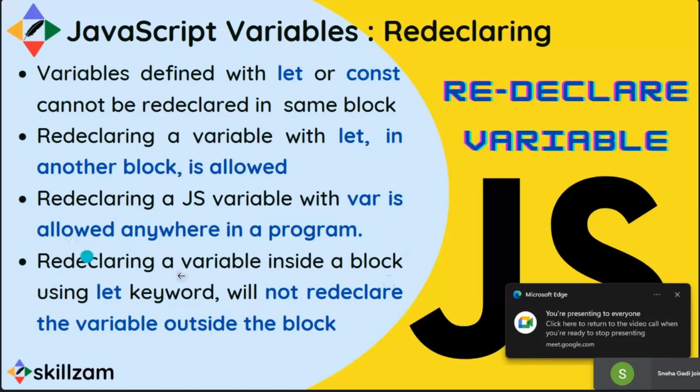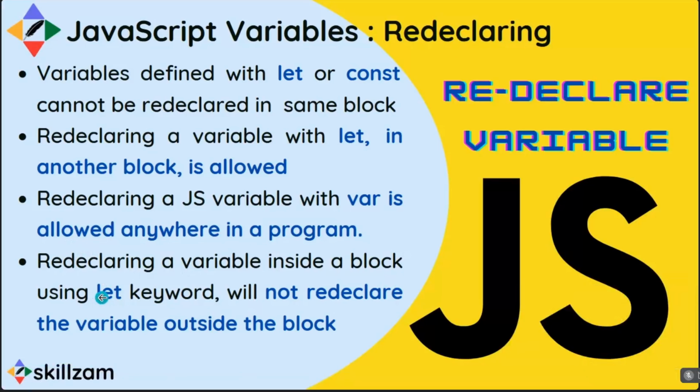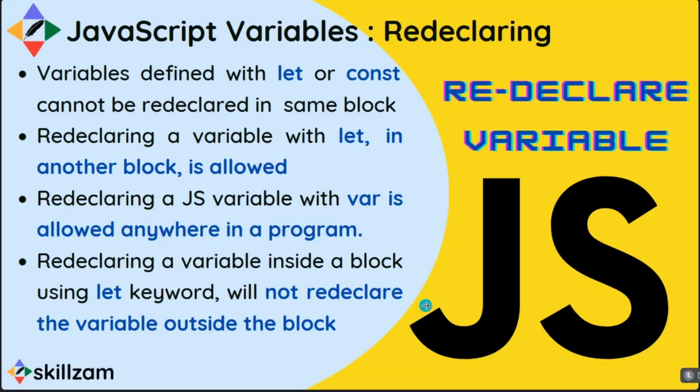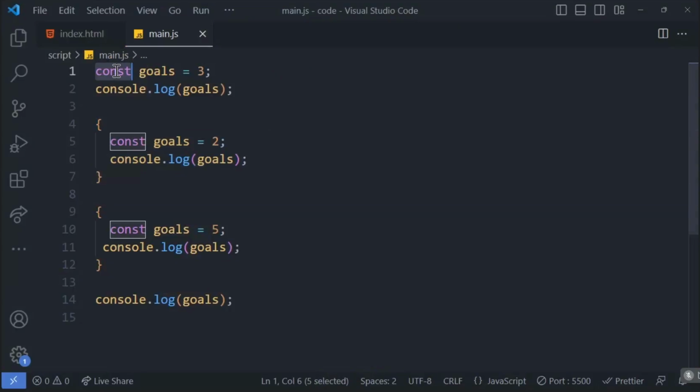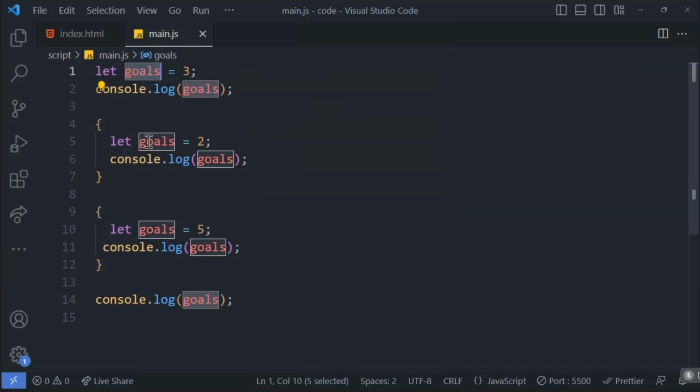So what we are saying is, if you use a let keyword and try to redeclare, it will not redeclare the variable outside the block. You can go ahead and change it, but that doesn't change the already declared value. What it means is, you can use the let keyword here, and here, and it is not going to change any value. This is a separate variable because of the block. The scope is within this block.